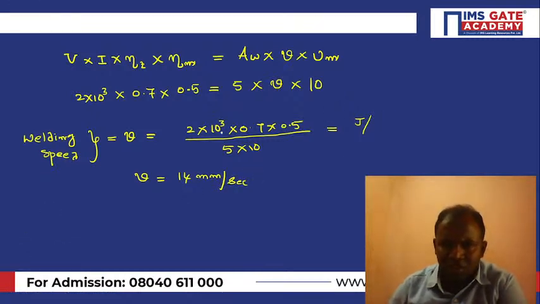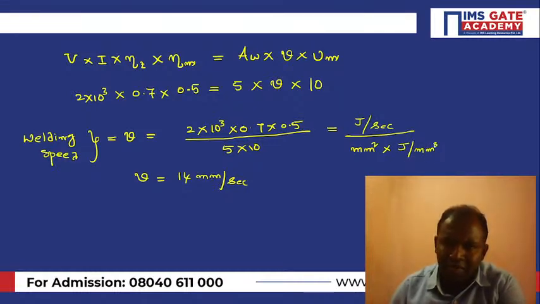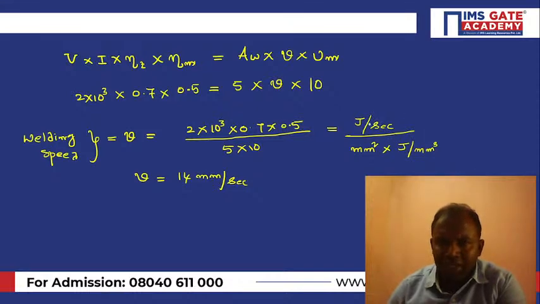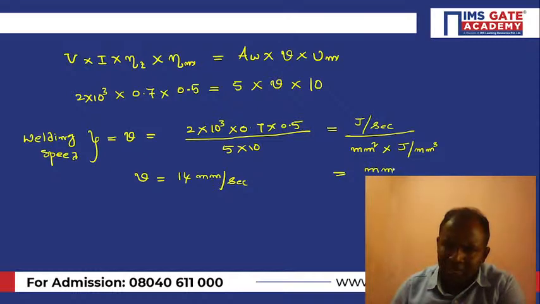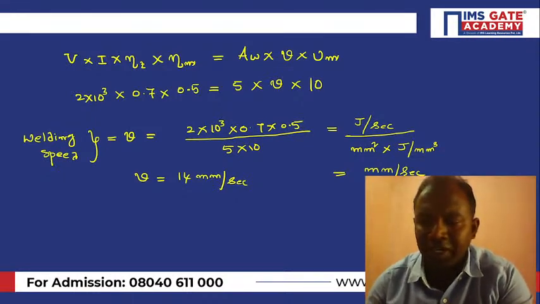Now let's check. The above units are joule per second, which is a watt. Now here, what is the area? Area is square mm, and the unit of energy is joule per mm cube. So now here, joule will get cancelled, and mm square will get cancelled. This will go up, so what remains is divided by second. So you can check the units like this also. Clear, everybody? Understood, guys? Please do respond.